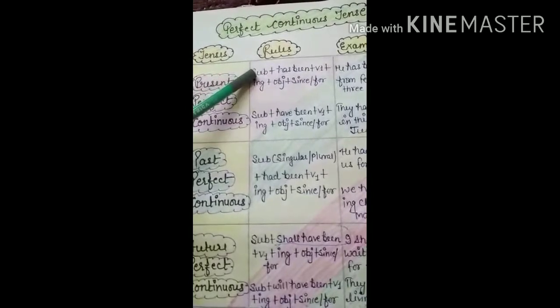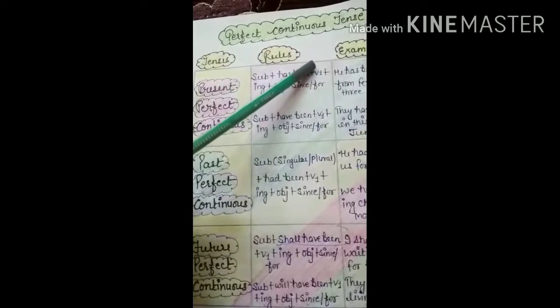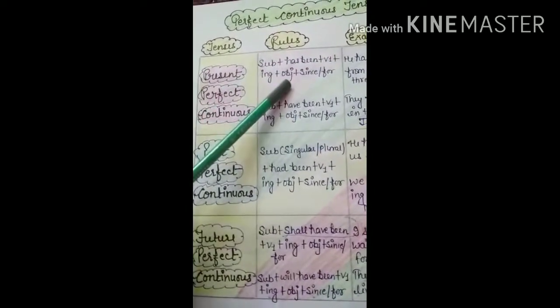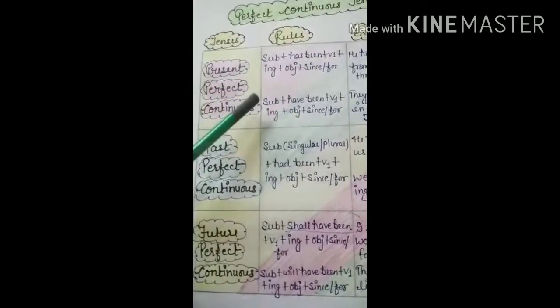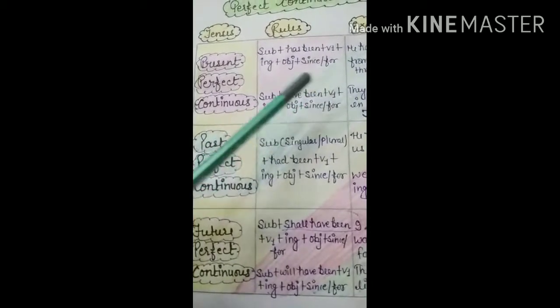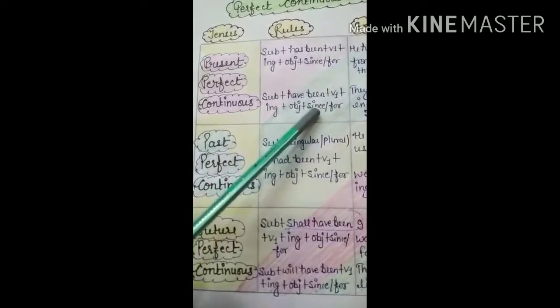Here you can see the structure. First of all, subject. Students, when the singular subject, we use has been plus V1, V1 means first form of the verb, plus ing plus object plus since or for. When the subject is plural, we use have been plus V1 plus ing plus object plus since or for.